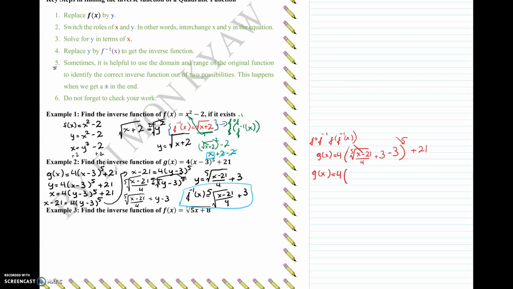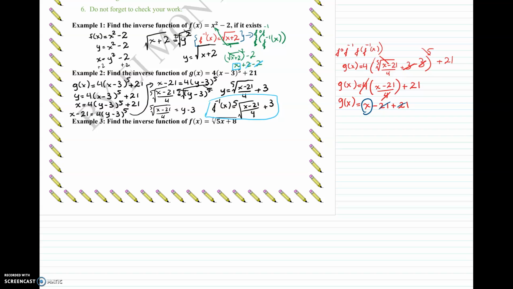This is going to cancel out, leaving x minus 21 over 4. Also, this is going to cancel out, leaving this plus 21. And you multiply 4 and 4, which cancel out, leaving x minus 21 plus 21. And 21 and 21 cancel out, leaving x. So this is actually an inverse function.